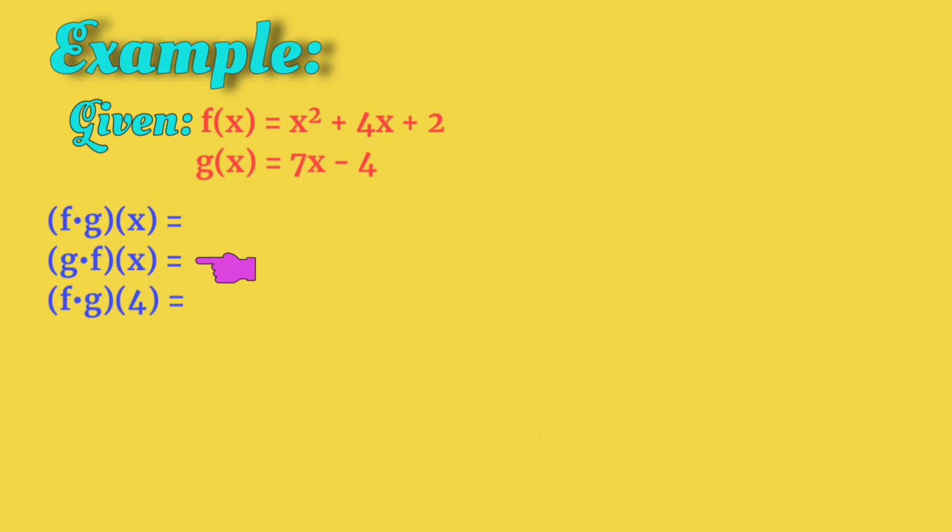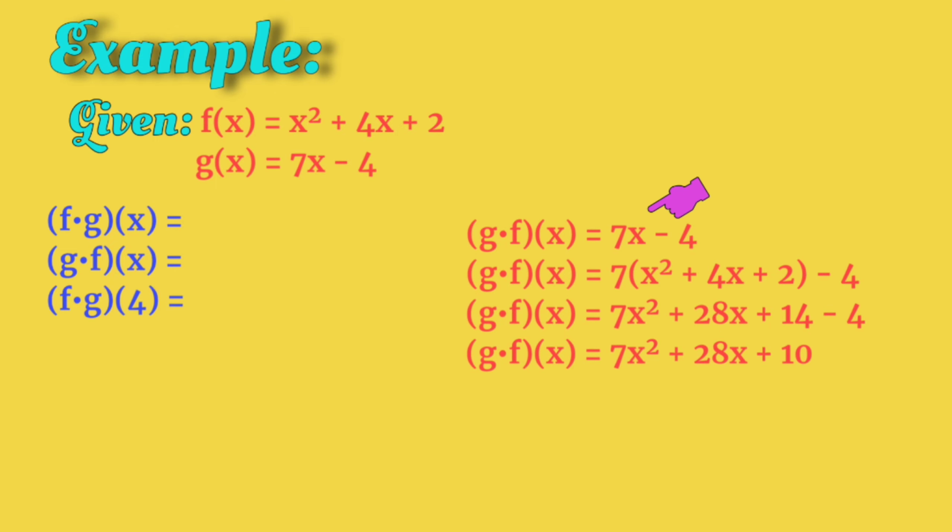And now let's move on into g composed of f of x. Again, let's substitute the value of x to the value of g. Then bring them up for an easy way of solving. Then start multiplying. 7 times x squared would be 7x squared. And 7 times 4x would be 28x. And lastly, 7 times 2 would be 14. And just bring down negative 4.